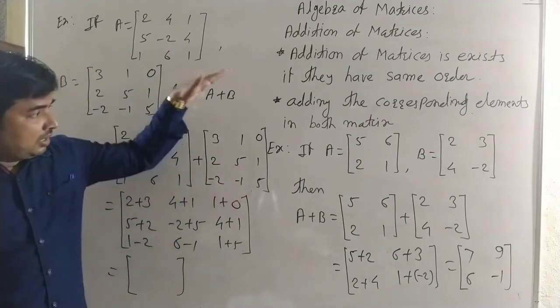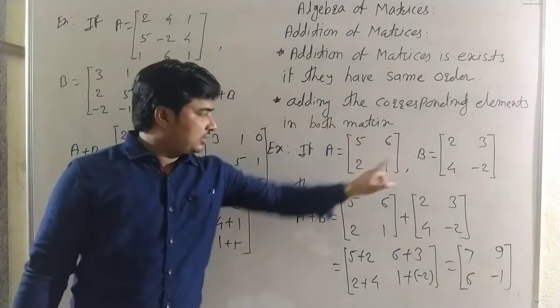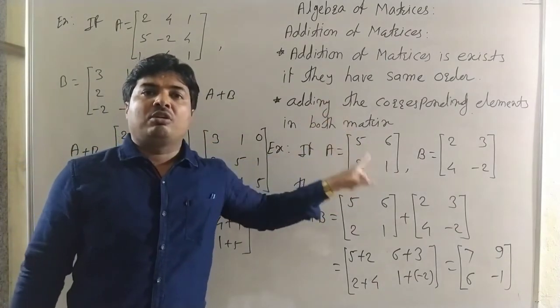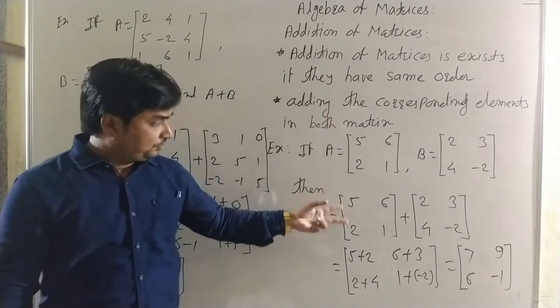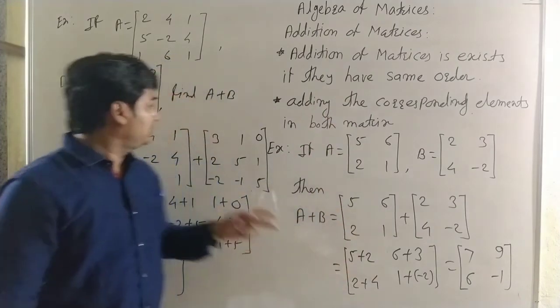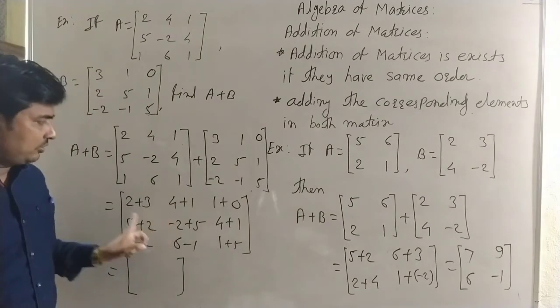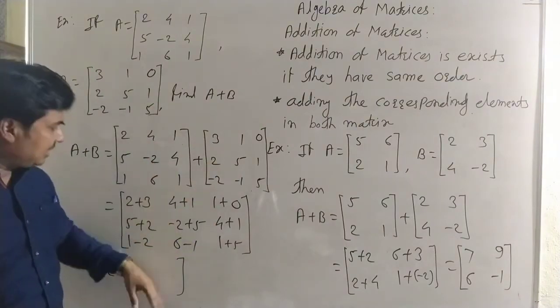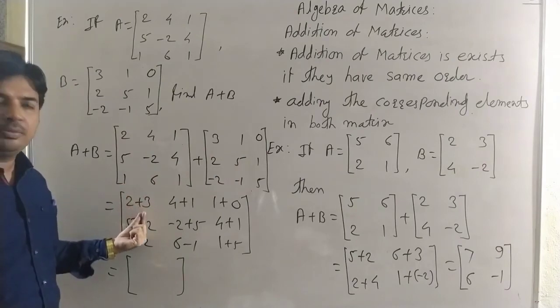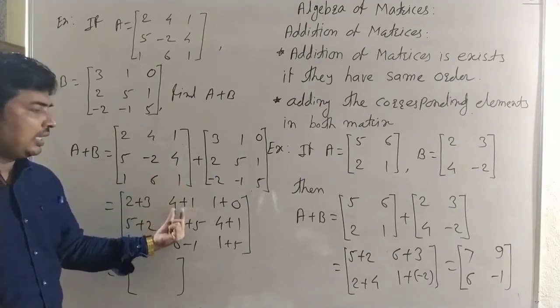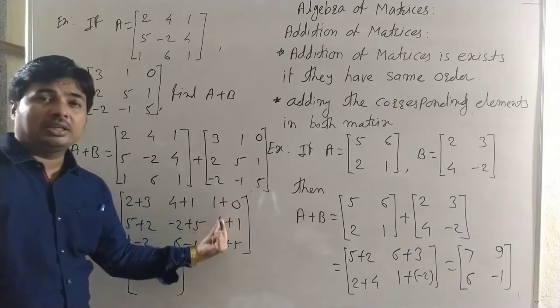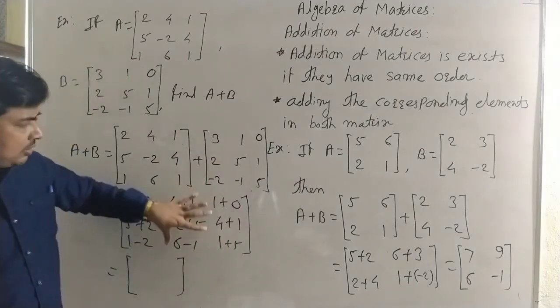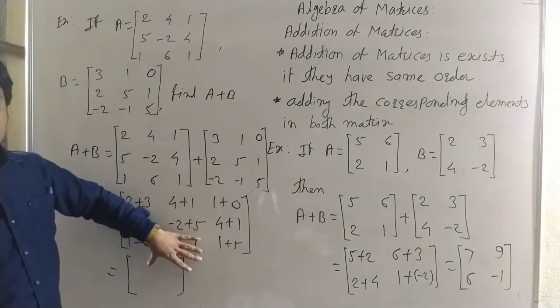That means to add these two matrices, if the order of the matrices is the same, then add the corresponding elements. Okay, this step is not necessary to write in the example. We can directly write the addition. 2 plus 3, we can directly write 5. 4 plus 1, we can directly write 5. 1 plus 0, we can directly write 1.